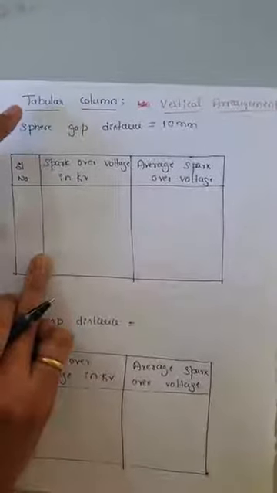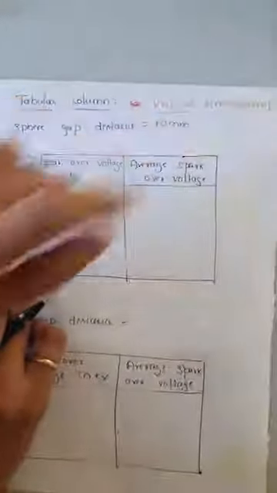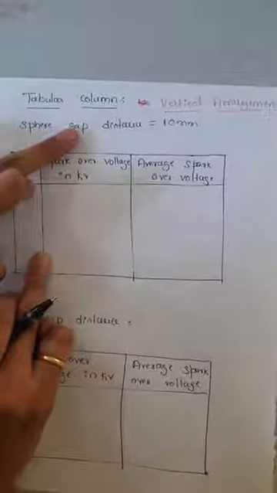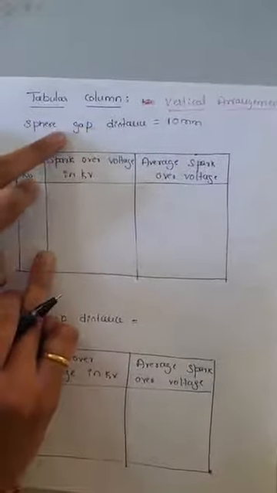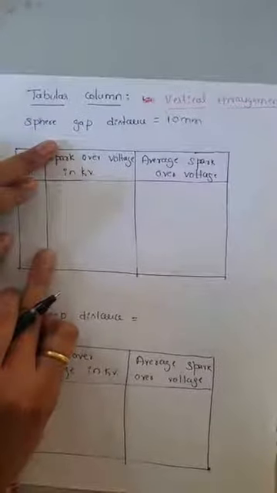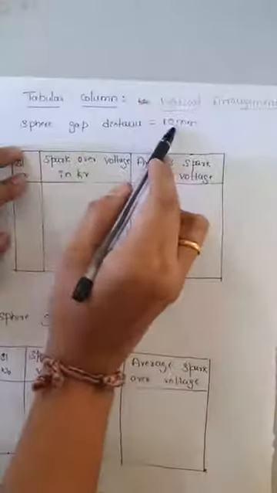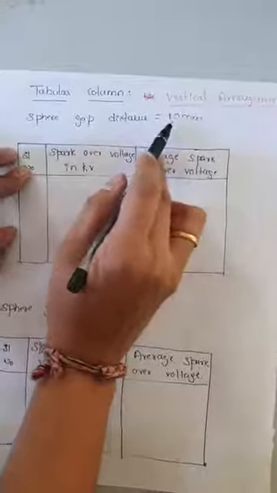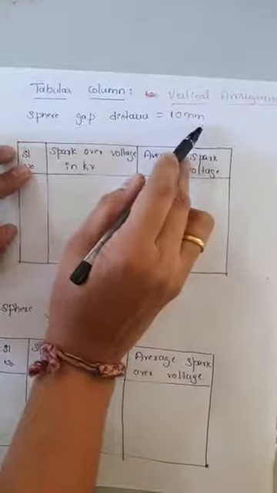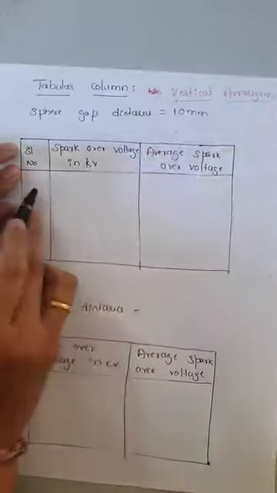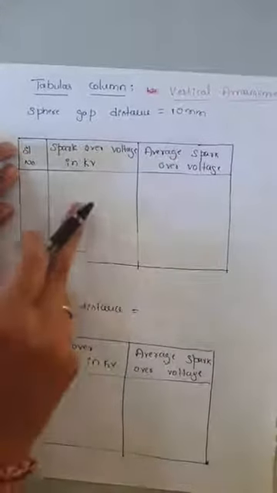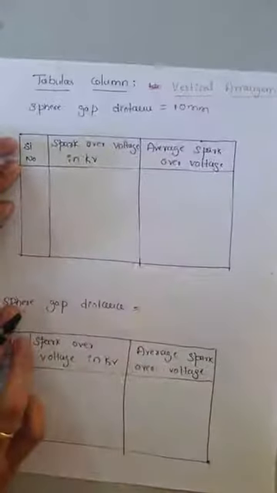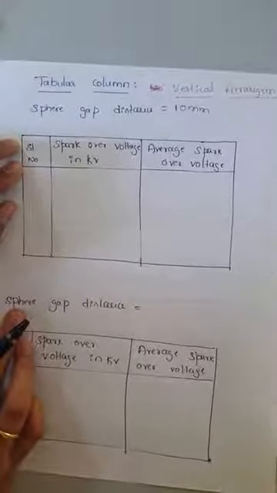Now coming to the first type of arrangement, the vertical arrangement. For the vertical we are using a sphere gap. For the first case I am going to adjust the sphere gap distance between the two electrodes to 10 millimeter. So we need to set this 10 millimeter using the control panel. Then we have to take the readings, and the mean of those values will be noted down in the average spark over voltage measurement.